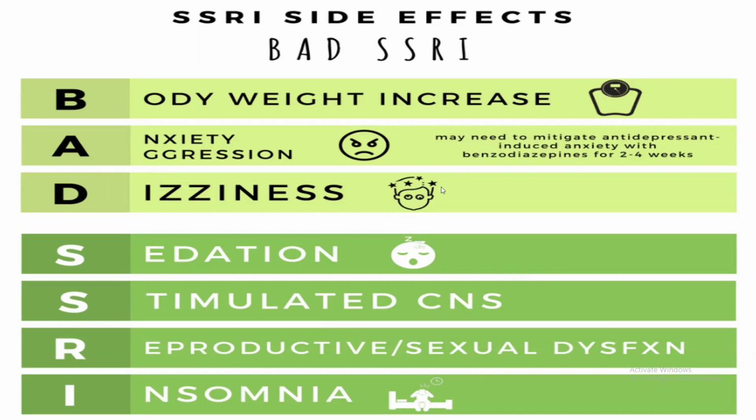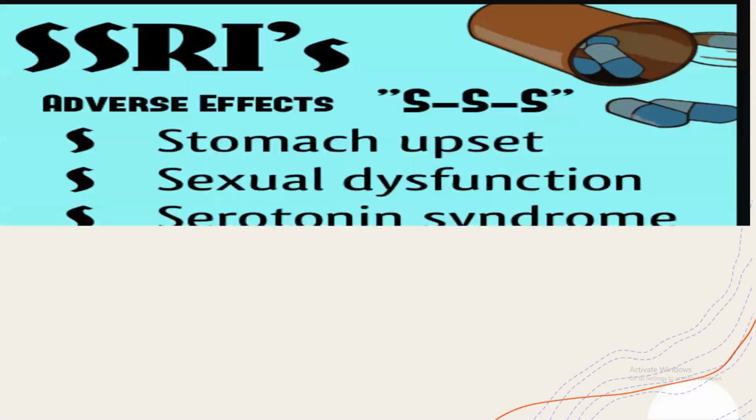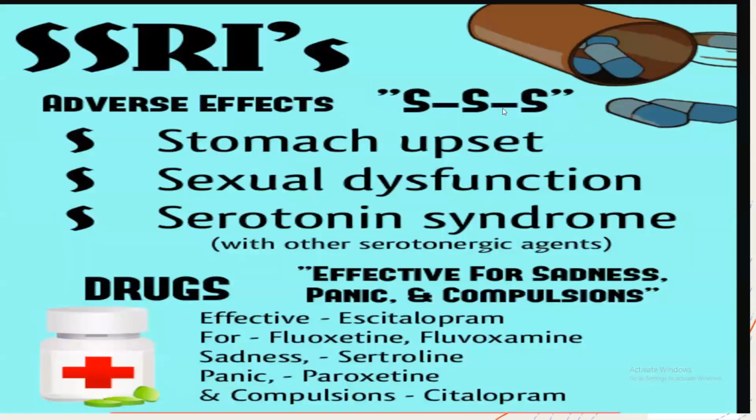Other than that, we also have other SSRI side effects like S and S: stomach upset, sexual dysfunction, and one of the other things called serotonin syndrome with other serotonergic agents. It means if you are taking the SSRI drug with any other drug, it should not be taken. It has a drug-drug interaction which causes serotonergic effects.